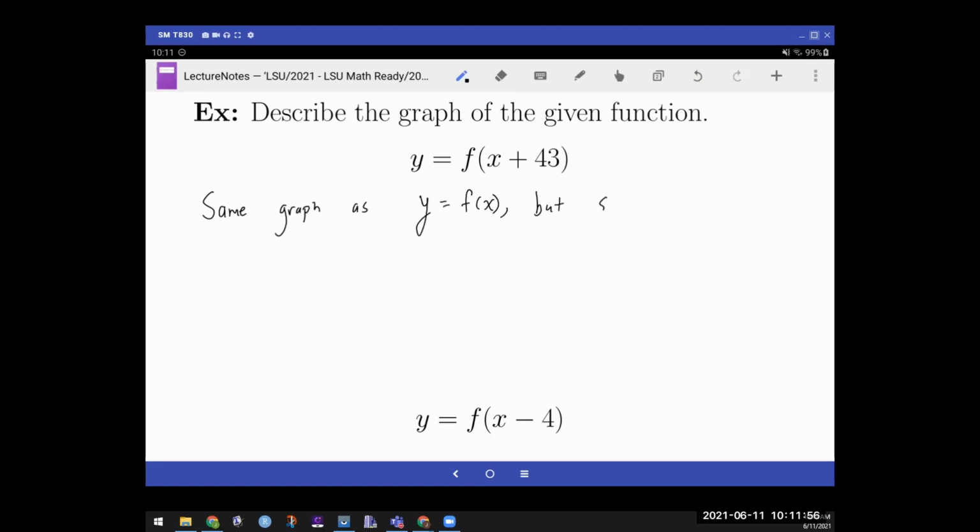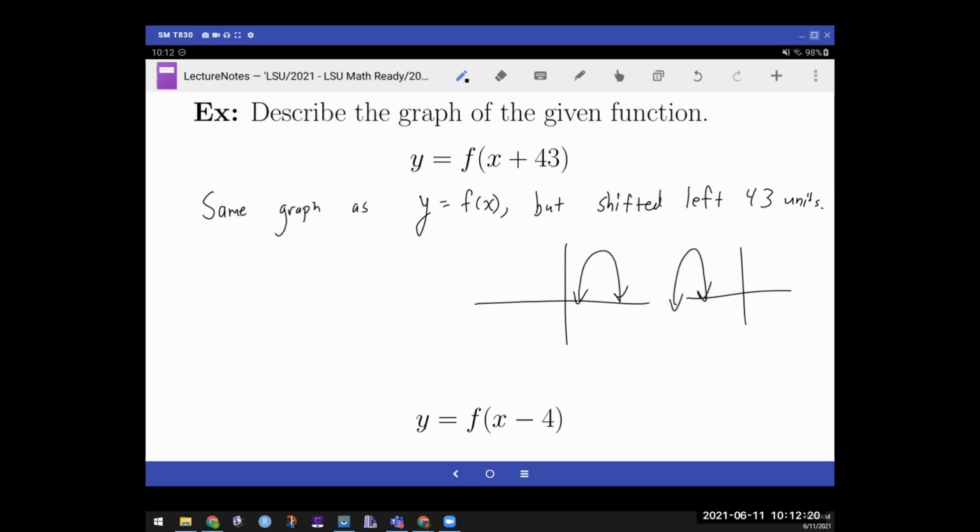but shifted or translated. And you add inside with x, that's to the left. Shifted left 43 units. Okay, so whatever the graph looks like, right? Whatever it looks like. Let's say that was the original graph. Well, then this one's going to be shifted to the left. Okay, well, I can't tally up 43 spaces there, but that's kind of the idea.